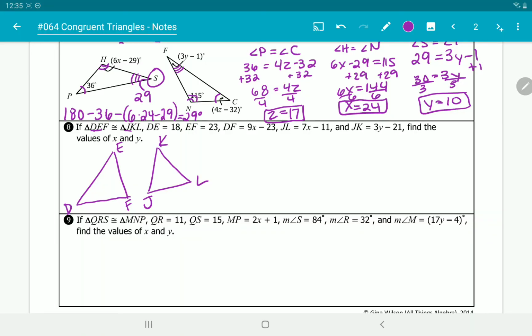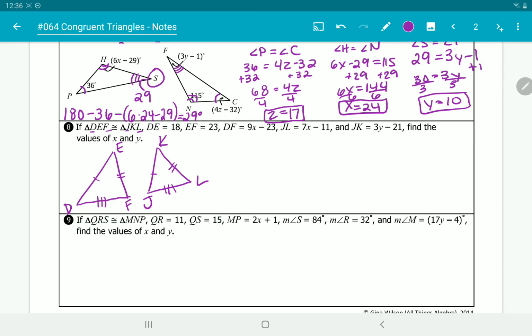So DE, the first two letters, and JK. So DE and JK. So the second and third letters, EF and KL. So EF is the same as K to L. And then the first and last letters, we have DF. I'll do 3 tick marks on that one. And then on the other one, it's JL. So this one's 3. Okay?